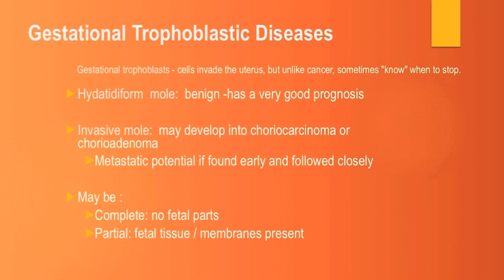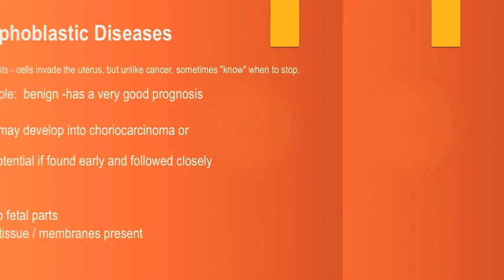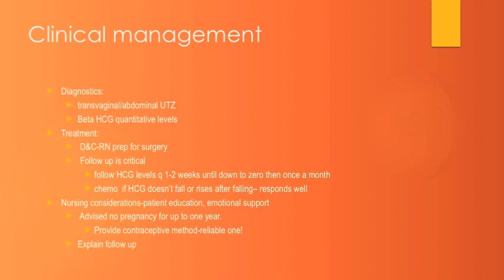Remember, with gestational trophoblastic diseases, if it's complete, there are no fetal parts. If it's partial, there may be fetal tissue and/or membranes present. The clinical management starts with the diagnostics, doing the transvaginal and/or abdominal ultrasound. We also send off beta-HCG quantitative levels.